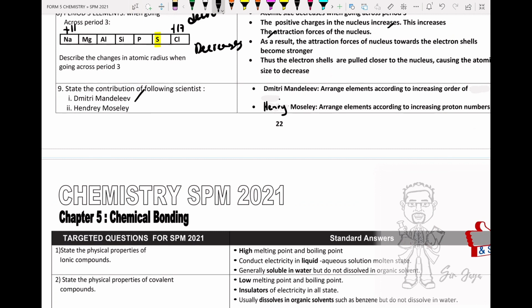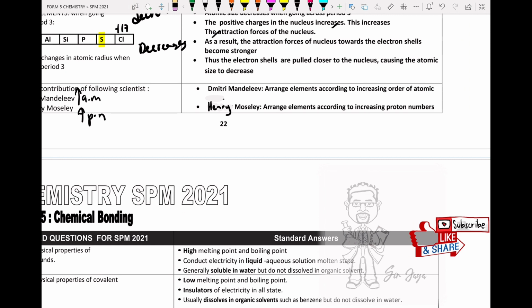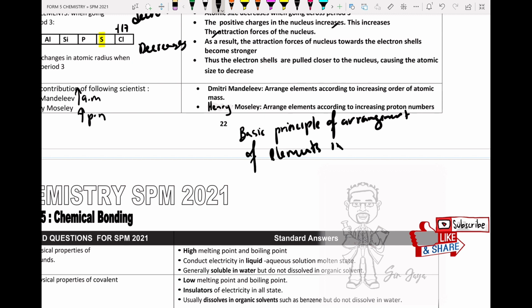Next, contribution of scientists in the development of the periodic table. Dmitri Mendeleev arranged the elements according to increasing order of atomic mass. Henry Moseley arranged the elements according to increasing order of proton number. If in the exam they ask what is the basic principle of arrangement of elements in the periodic table.